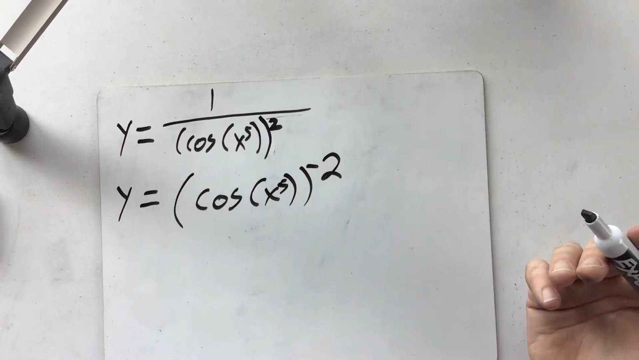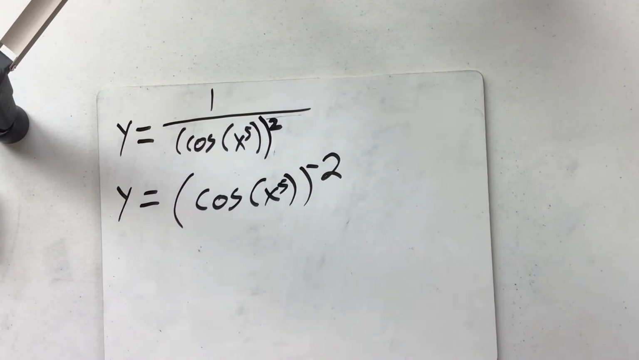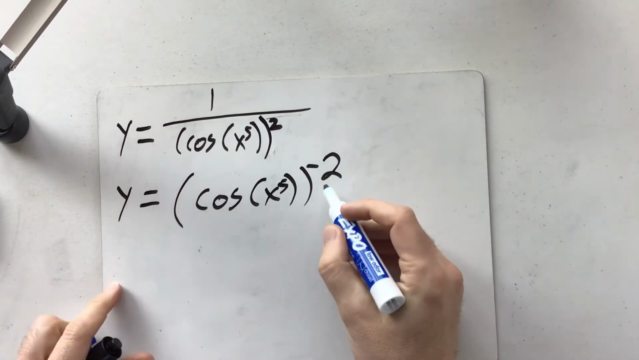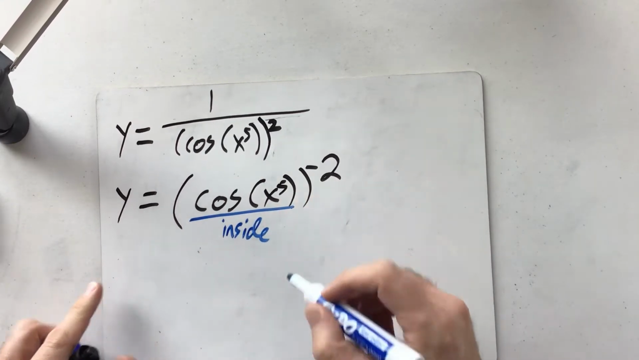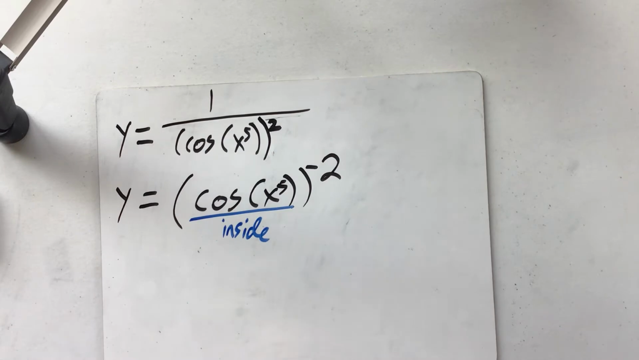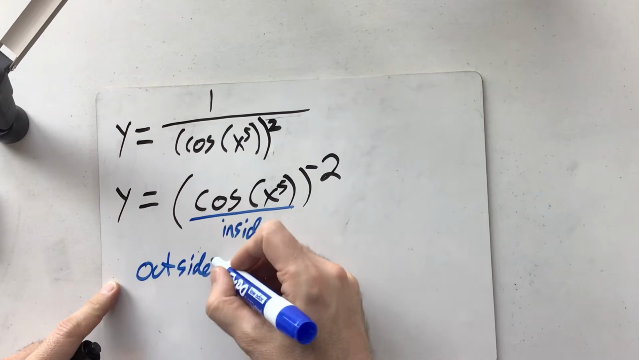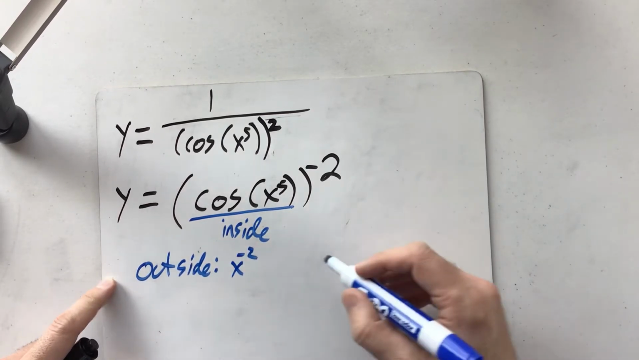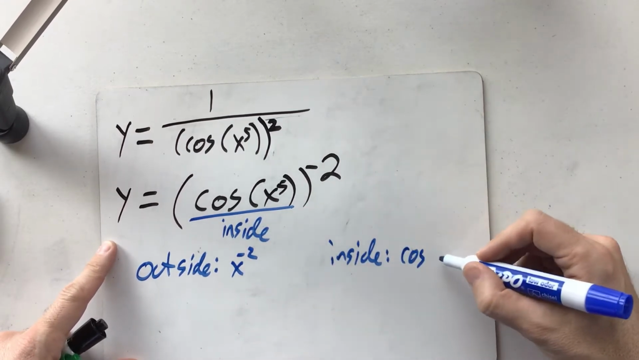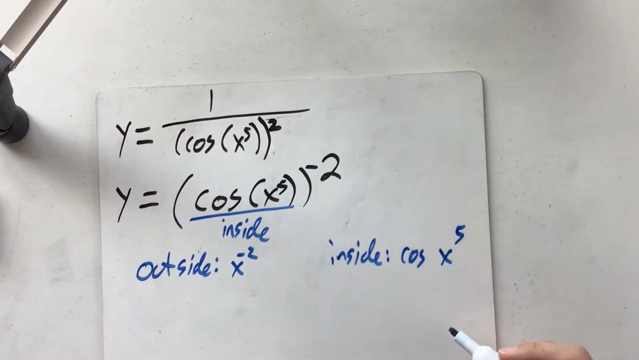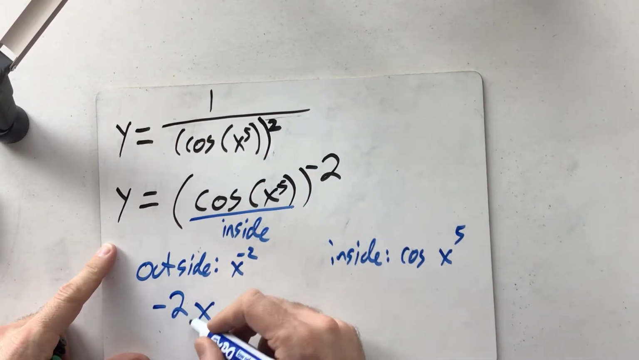We could leave it like this, but I think it looks a little bit prettier when I look at it like this. Now, what I see is an outside function, which is right here, and then an inside function inside of that. And so I've got my outside, which is my x to the negative 2. Outside is x to the negative 2, and then my inside is cosine of x to the fifth. So if I want to do my derivative, my x to the negative 2 comes out pretty easy. It's negative 2 x to the negative 3.